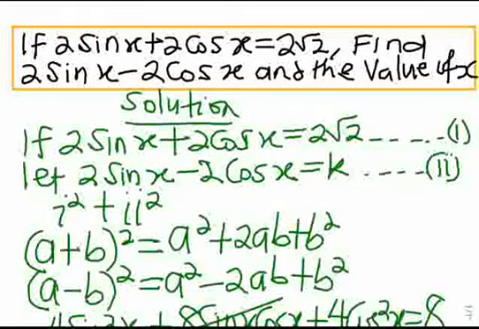So I have been able to solve for 2 sin x minus 2 cos x, which is 0. And I've also been able to solve for the value of x, which is 45 degrees or pi over 4.